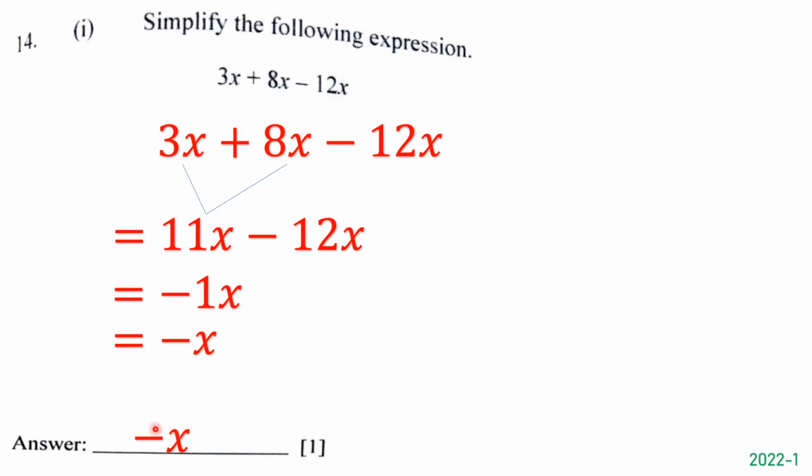Negative x implies, or means, negative 1x. So if you see negative x by itself, that means negative 1x. But you don't have to write the 1. It's implied. So we mean that when we write it. So the answer is negative x because 11 minus 12 is negative 1.